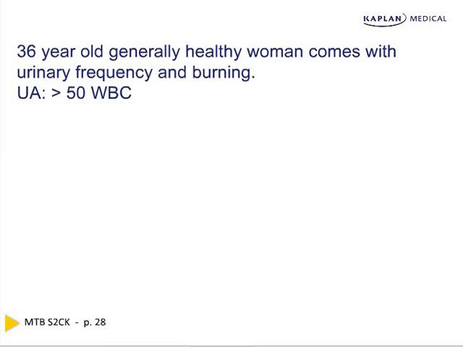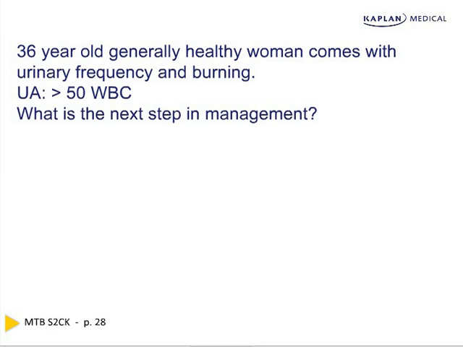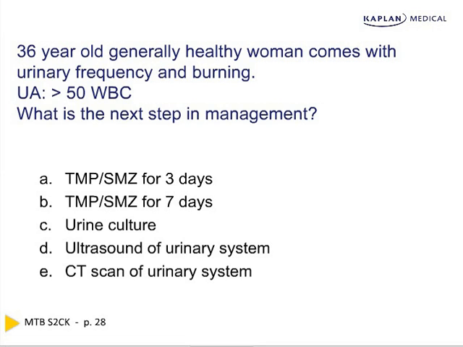A 36-year-old, generally healthy woman comes with urinary frequency and burning. The urinalysis shows greater than 50 white cells. What's the next best step in management? The answer is 3 days worth of trimethoprim sulfa.